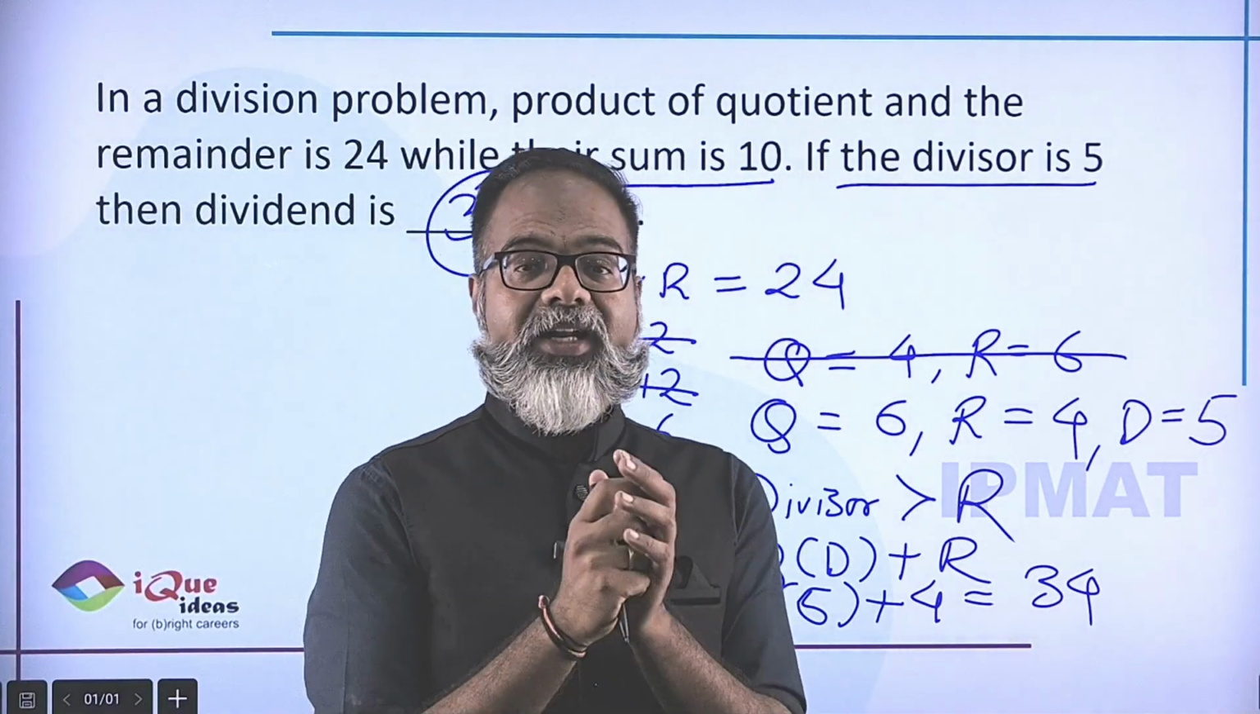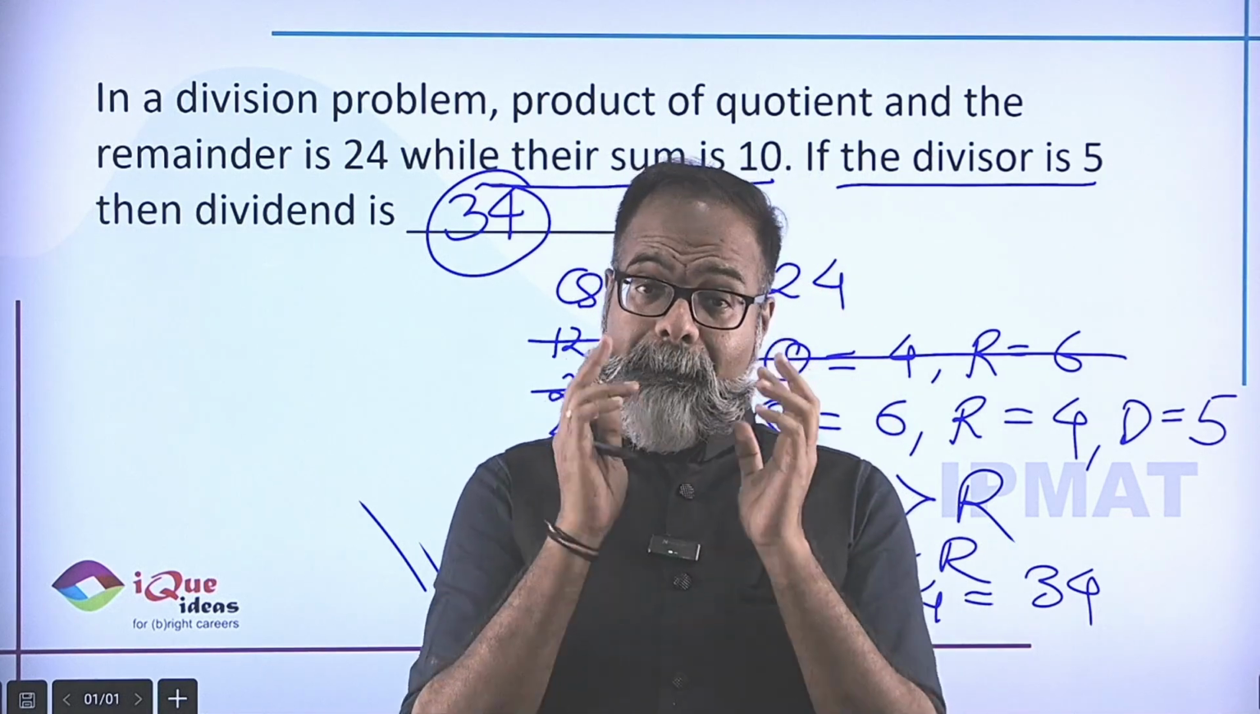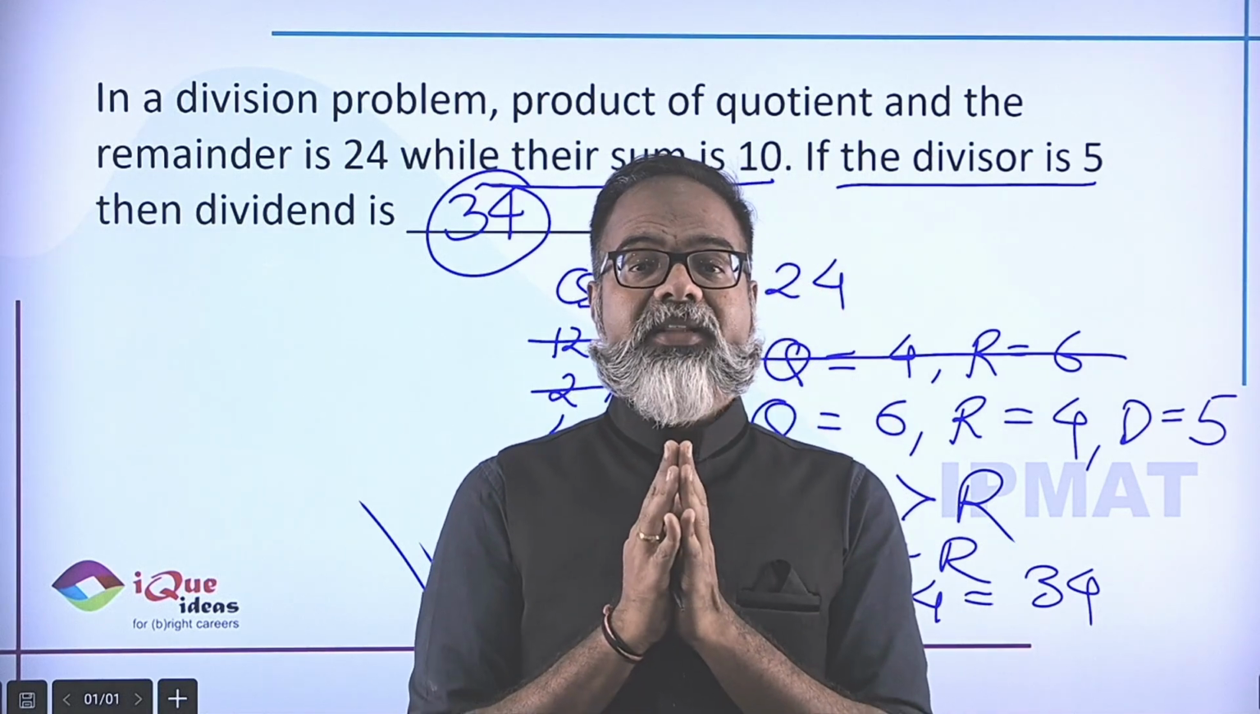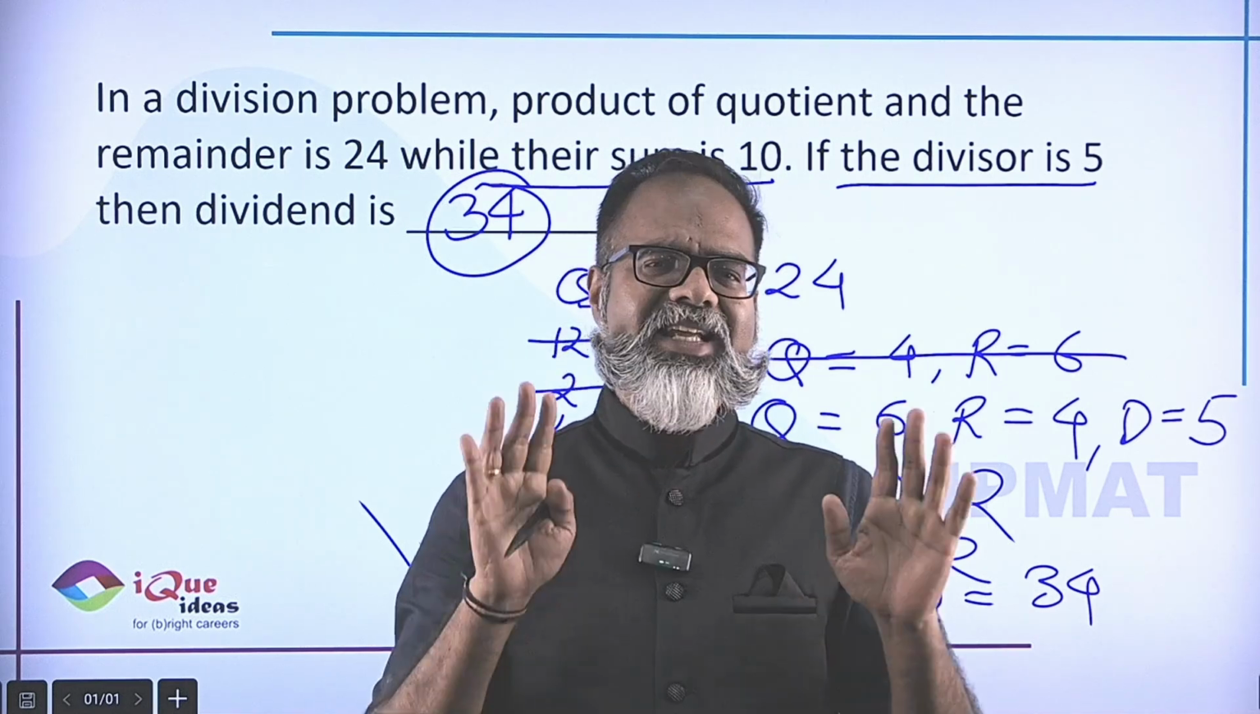So one, understanding that the dividend is quotient times the divisor plus the remainder, plus being mindful of the fact that the remainder must always be less than the divisor, will easily help you crack this question.